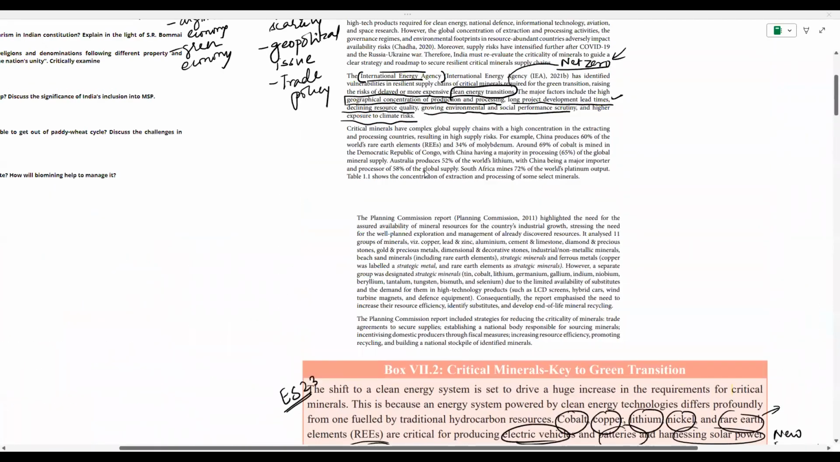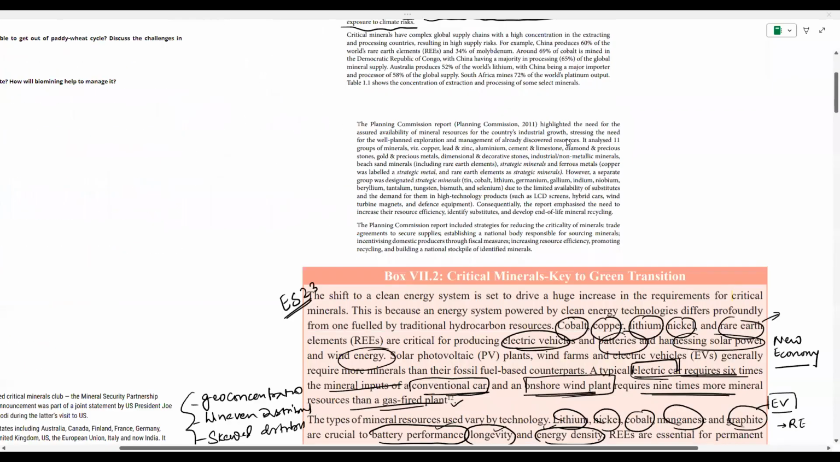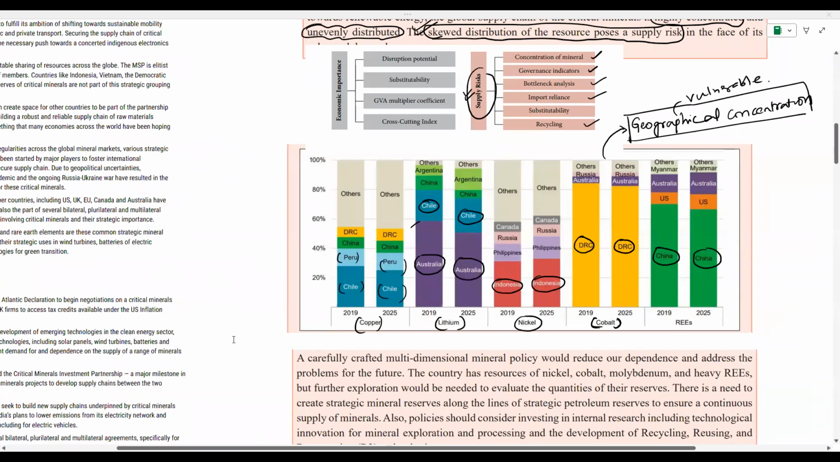Okay, can you write this answer? Geographical distribution. Guys, can you write geographical distribution?